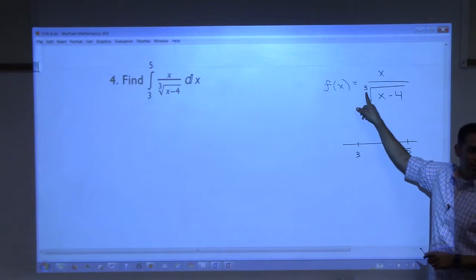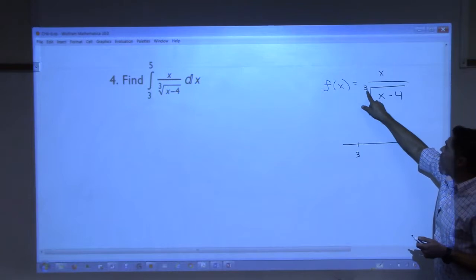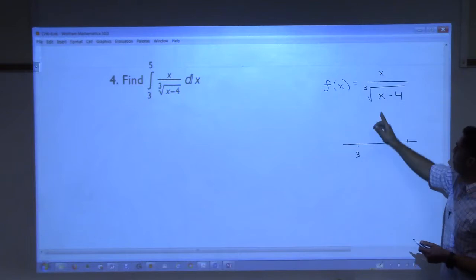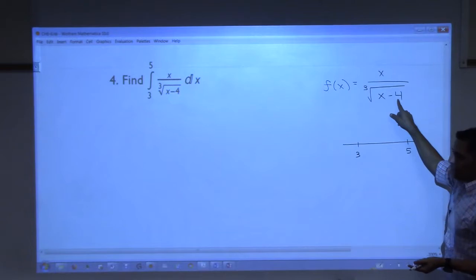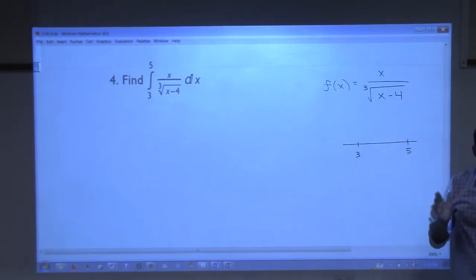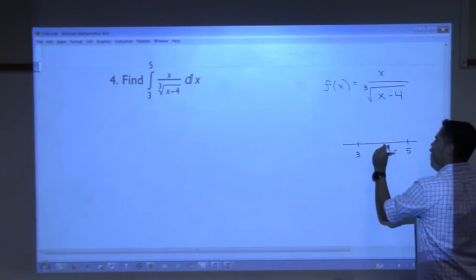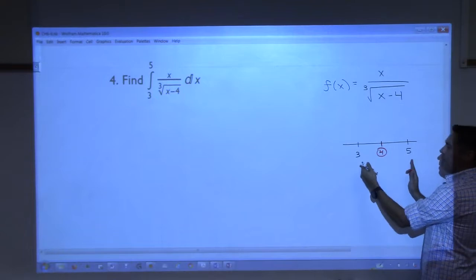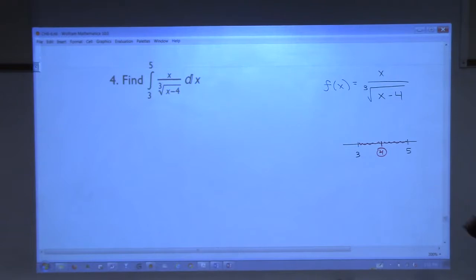Now we have a cube root here. That's actually very important in this problem because if this was a square root, then 3 wouldn't work, right? You would have 3 minus 4, that'd be -1. You can't take a square root of a negative number, but because it's a cube root, it's okay to have a negative under the root. We just can't have a 0 down there or else we have division by 0. So the only problem we have here is at 4. Now 4 is not one of our limits of integration, but it's in our interval. So this is going to be the one where we have to break it up into 2 separate integrals.